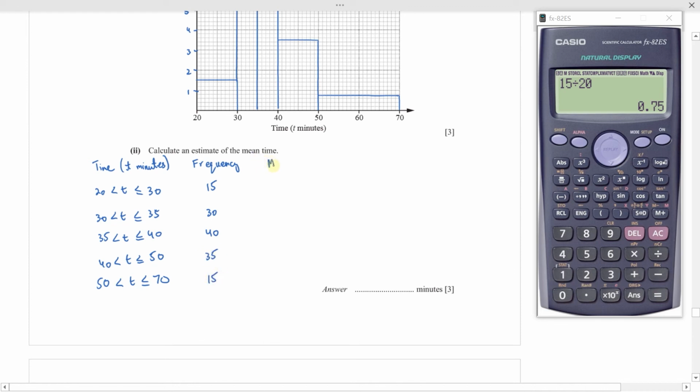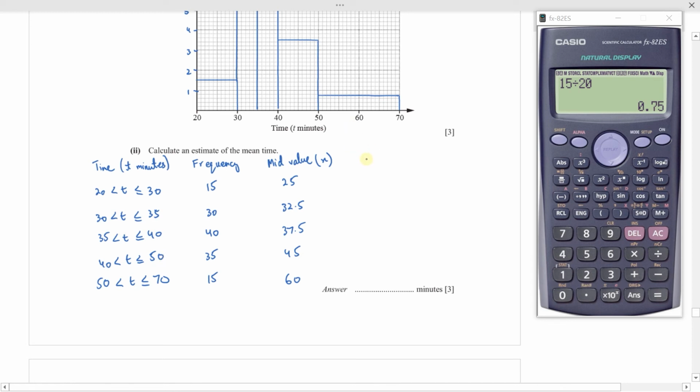And then you have to find the mid value of the interval. Let's call it x. So the mid value here will be 20 plus 30, which is 50. 50 divided by 2 is 25. So the mid value here is 25. Here your mid value will be, again, add these two and then divide by 2. You will get 32.5, 37.5, 45, and 60. So these are your mid values for these class intervals.